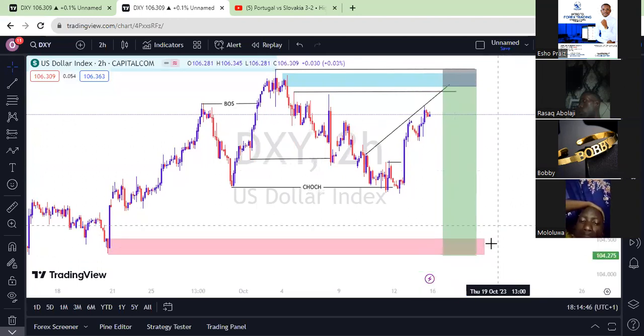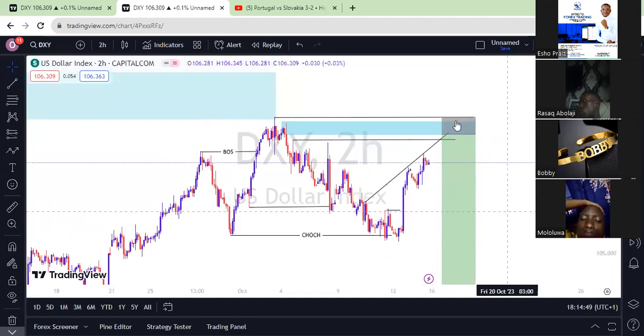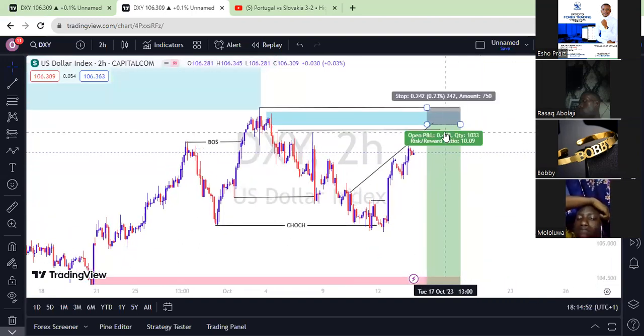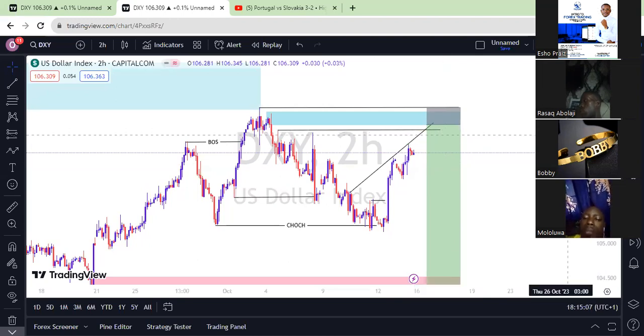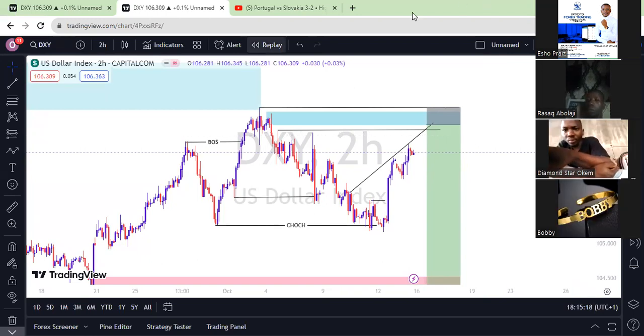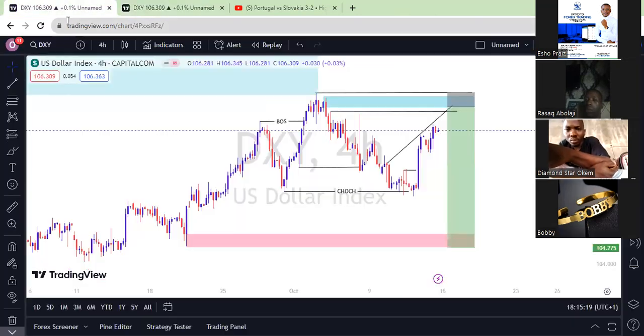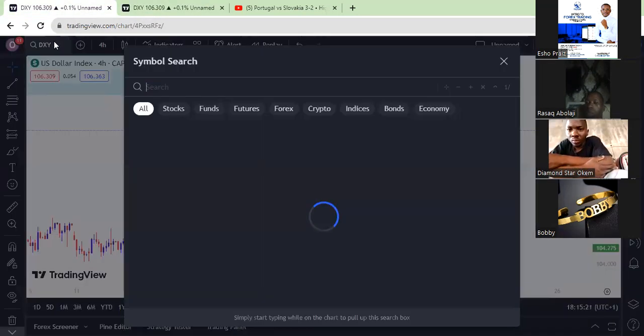So now here, if you encounter something like this, just wait for change of character. We have three types of entry. We have aggressive entry, we have conservative entry, and ultra conservative entry. So in this case, you can wait for the conservative entry model. I hope you are clear with that, guys. Yes, sir. All right, cool. Now let's proceed. Now let me open a new tab for EURUSD.